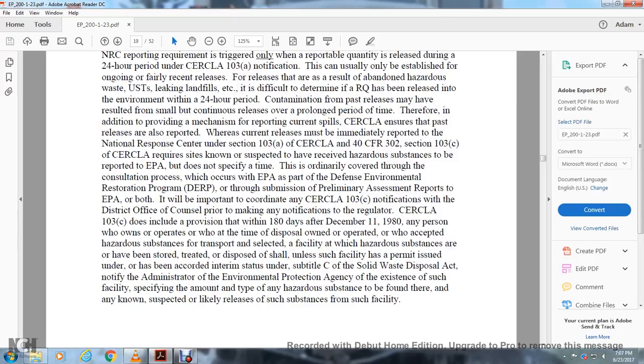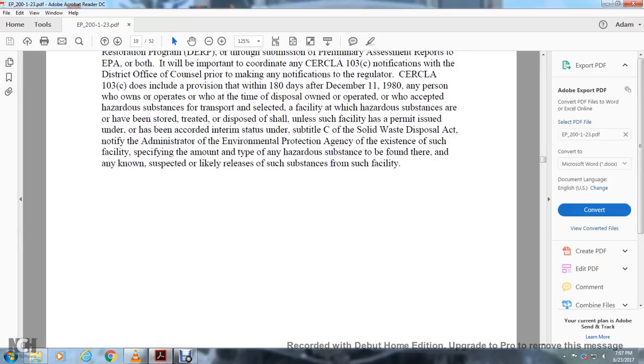Any person who operates, or who at the time of disposal owned or operated, or who accepted hazardous substances for transport, selected the facility of the hazardous substances, or have been stored and treated with the disposal, shall, unless the facility has been permitted and issued, and have been according to the interim date established under Subtitle C of the Solid Waste Disposal Act, notify the Administrator of the Environmental Protection Agency of the existence of such facility, specifying the amount and type of any hazardous substance to be found there and any known, suspected, or likely release of any substances from such facility.